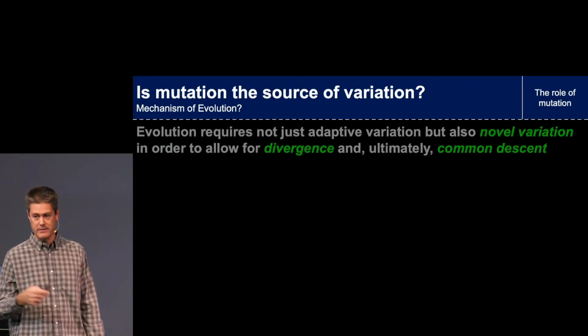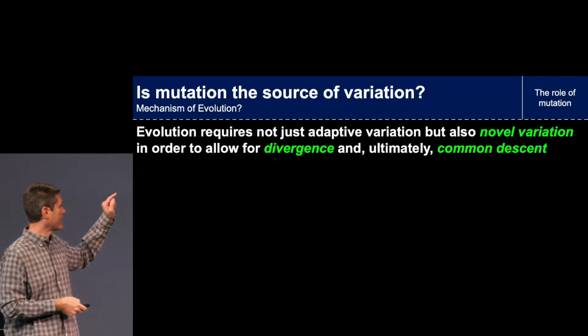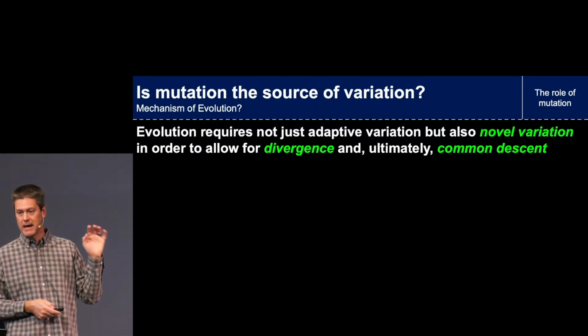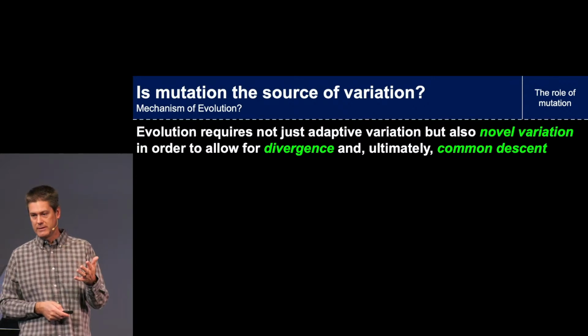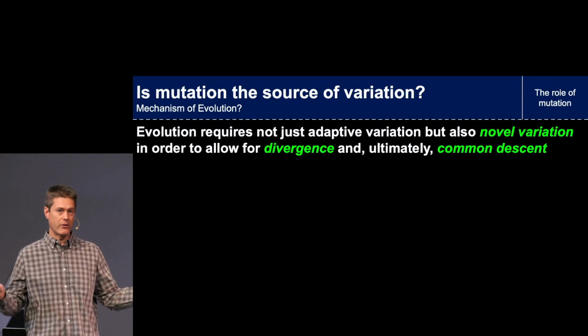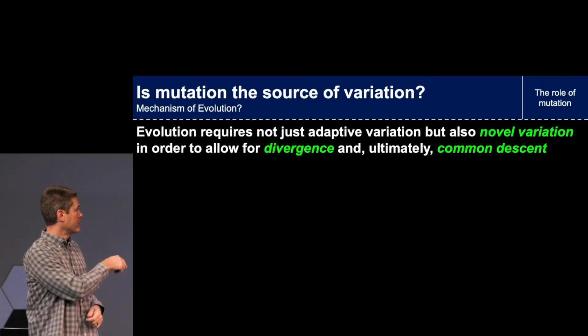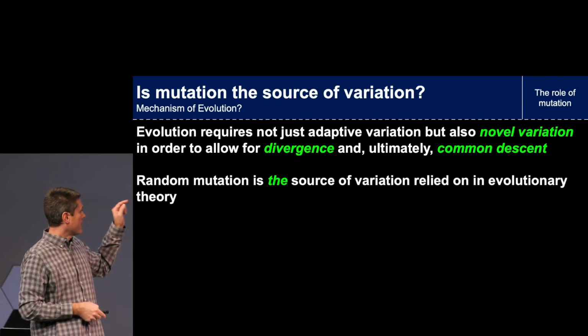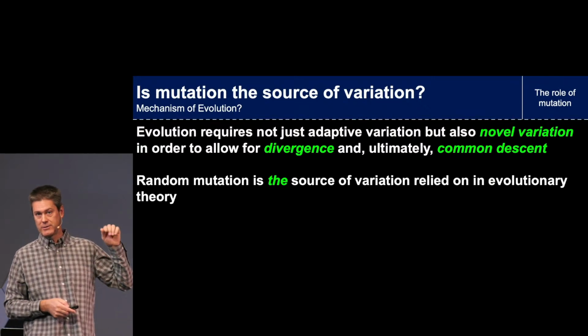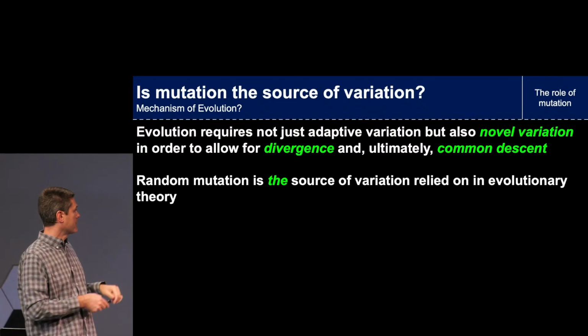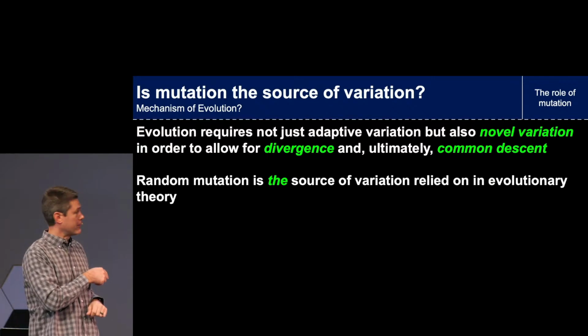So the question is, is it the source of variation? It requires, for evolution, not just adaptive variation, but also novel. It's got to be new, otherwise species aren't going to diverge. And so ultimately you won't get common descent if you don't have new variation. So the question is, is random mutation in fact the source of novel or new variation? It is the source that's relied on in the theory.